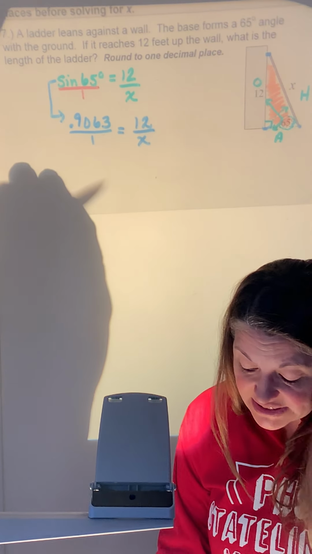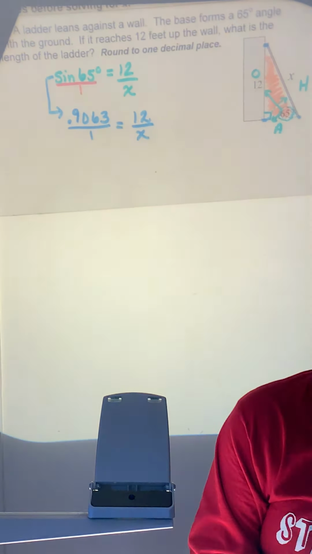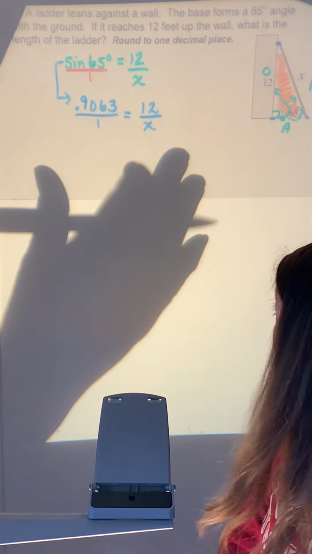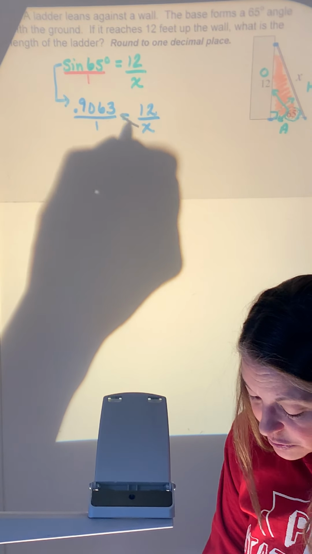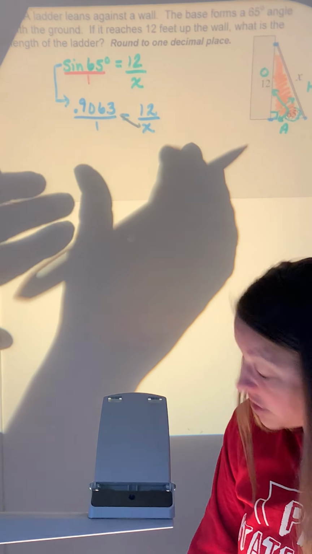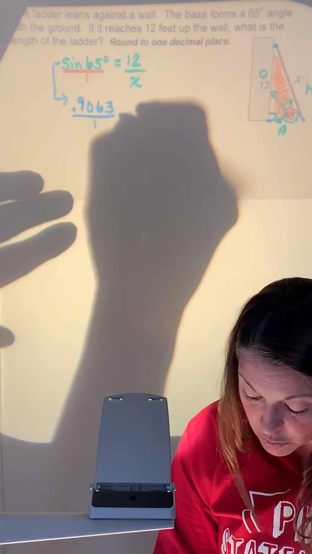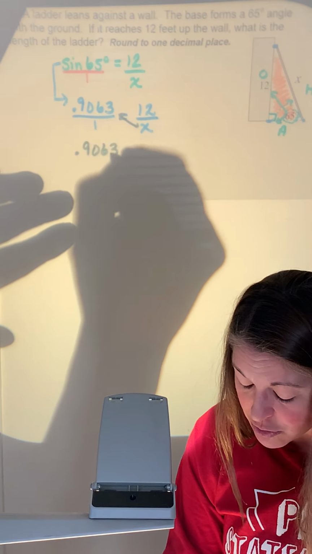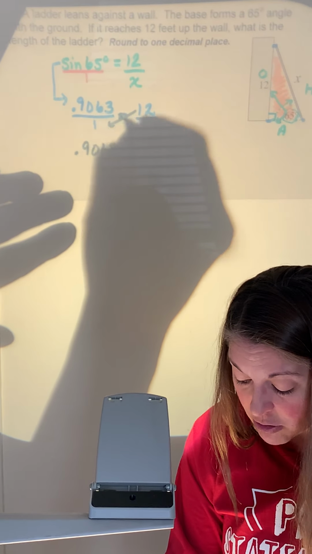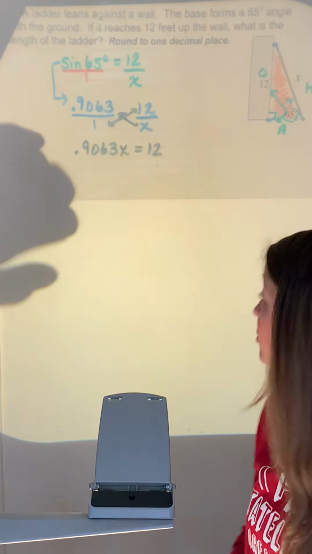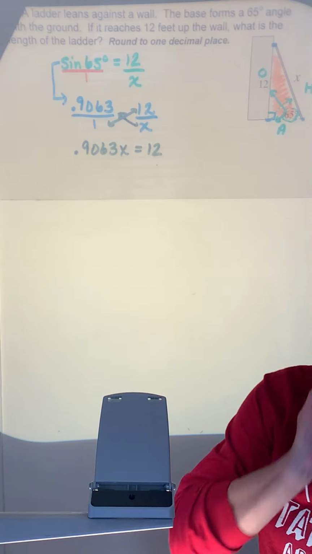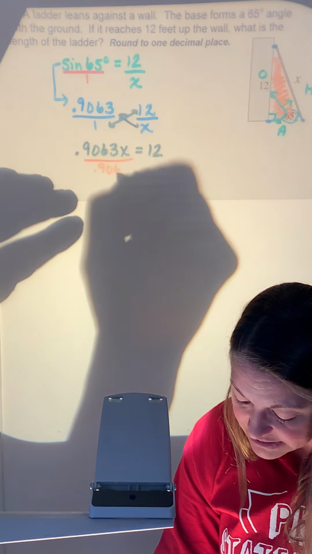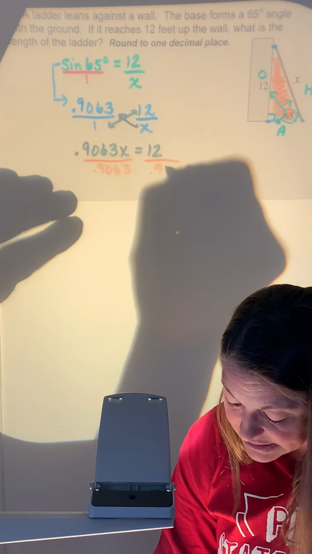Much like number 6, if you notice when we cross multiply, the x is now getting multiplied to the decimal. So when we cross multiply, that's going to give us 0.9063x. Crossing the other way is going to give us 12. We're going to have to divide by that ugly decimal, so divide by 0.9063 on both sides.